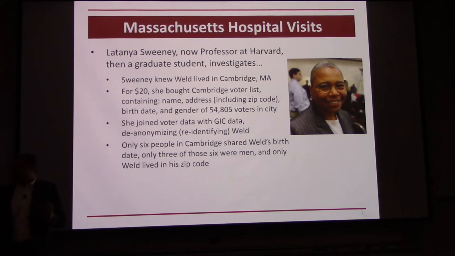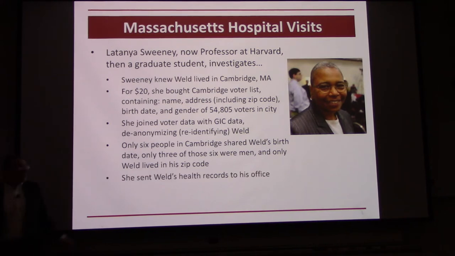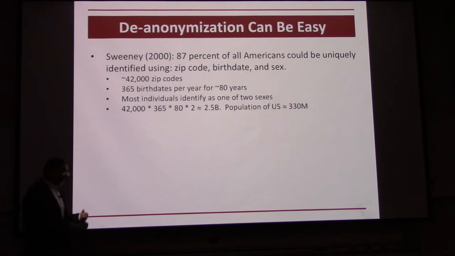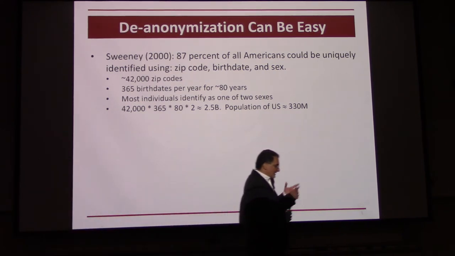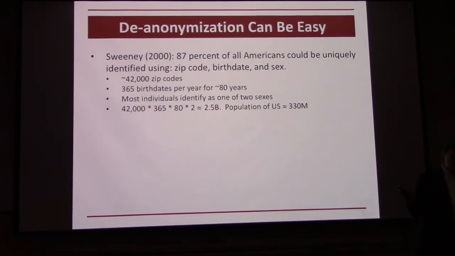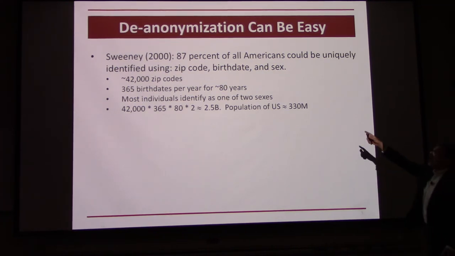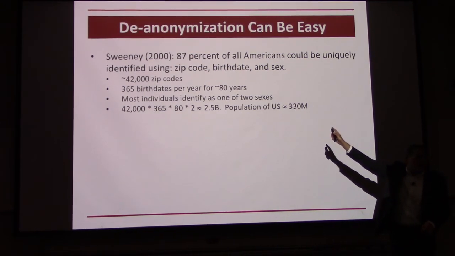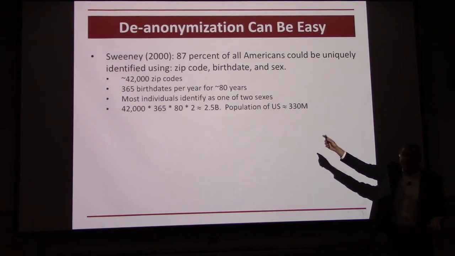And to make a point, this is the part of the story I love, she mails him his medical records, just to show that things we think are anonymous really aren't. And then she follows up with a paper to show that this isn't magic or some sort of voodoo. Just think combinatorially. What she figures out is 87% of all Americans can be uniquely identified using just their zip code, birth date, and sex. If you just run the numbers, it's actually not surprising, right?